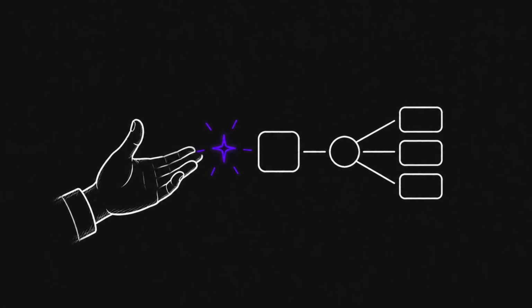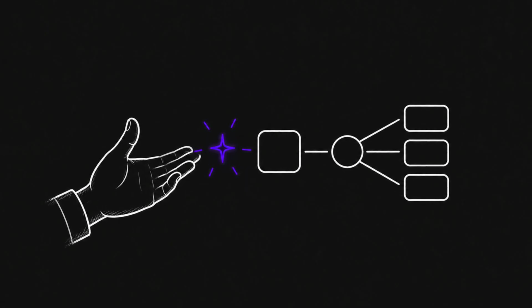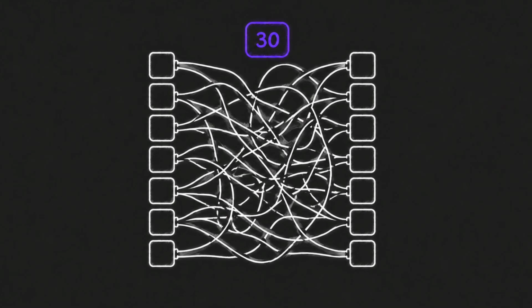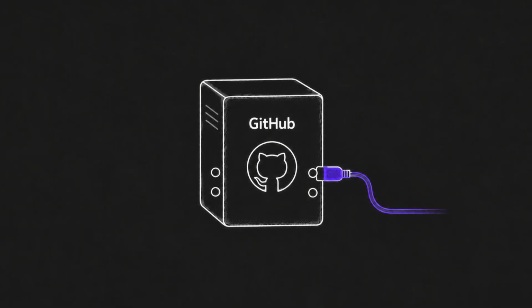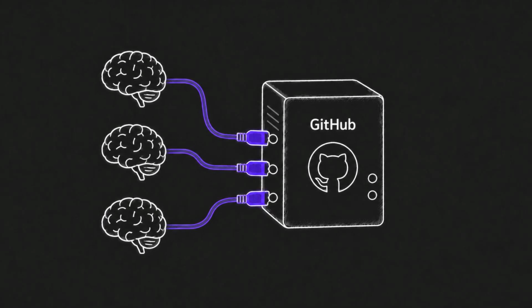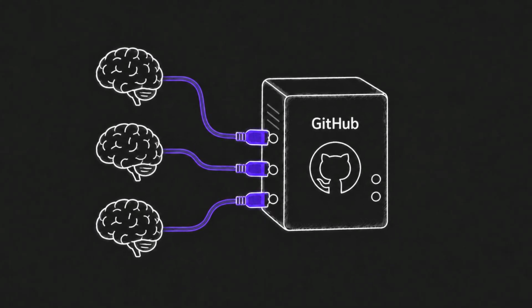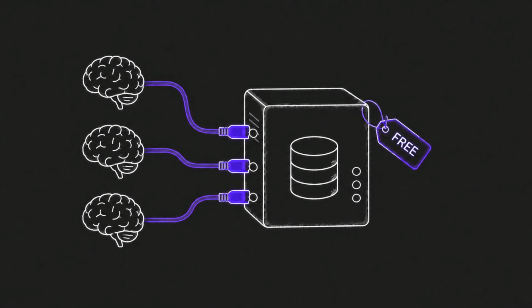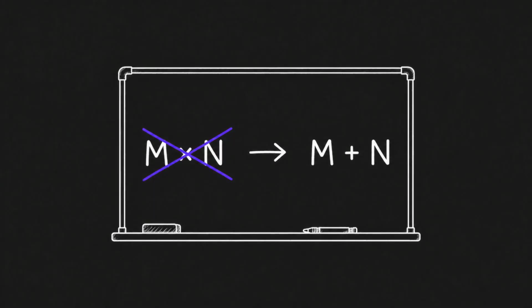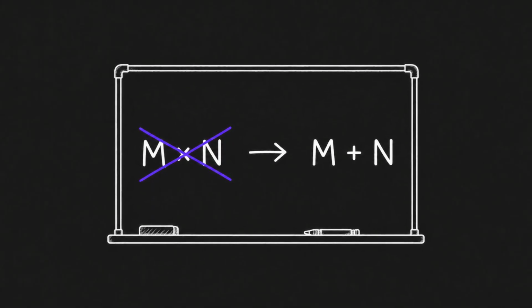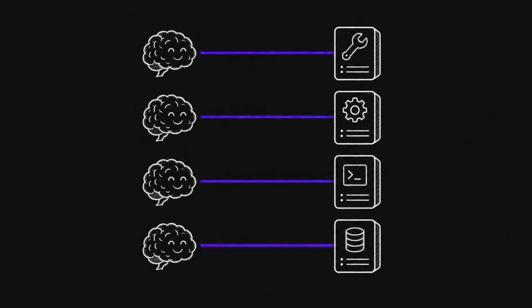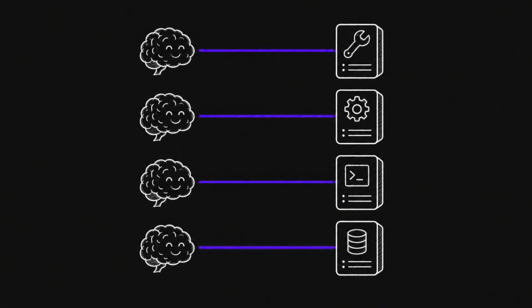Now watch what that one standard plug actually buys you. Remember the spaghetti? 3 models, 10 tools, 30 custom wires. With MCP, it collapses. You build one server for GitHub once, and now every MCP compatible AI can use it. You build one server for your database once. Every AI gets it for free. The math flips from M times N to M plus N. Models plus tools instead of an exploding mess. You get a clean grid, build it once, plug in anywhere.